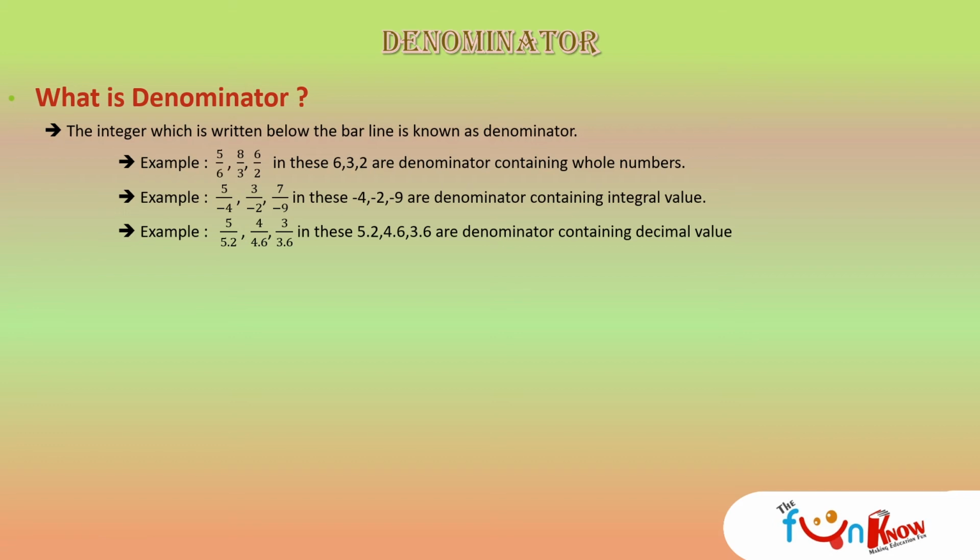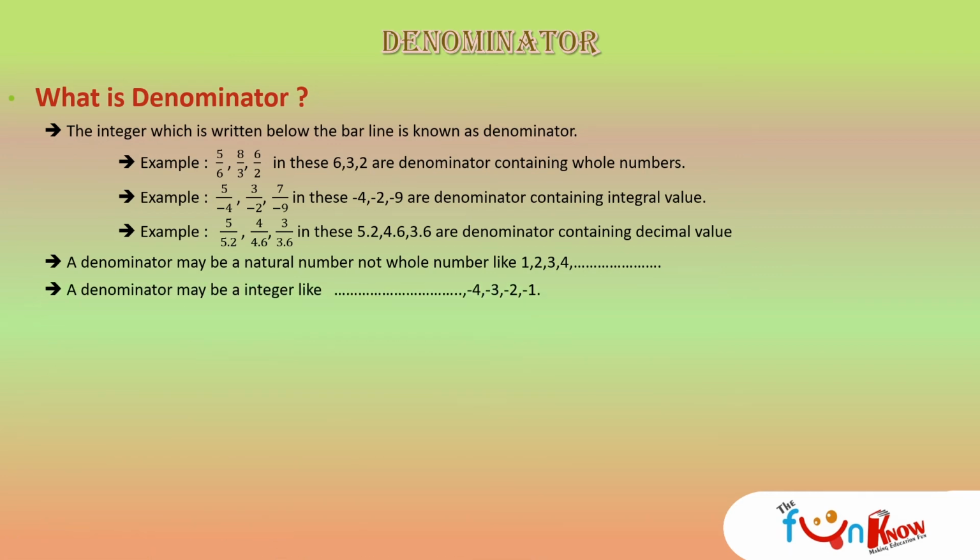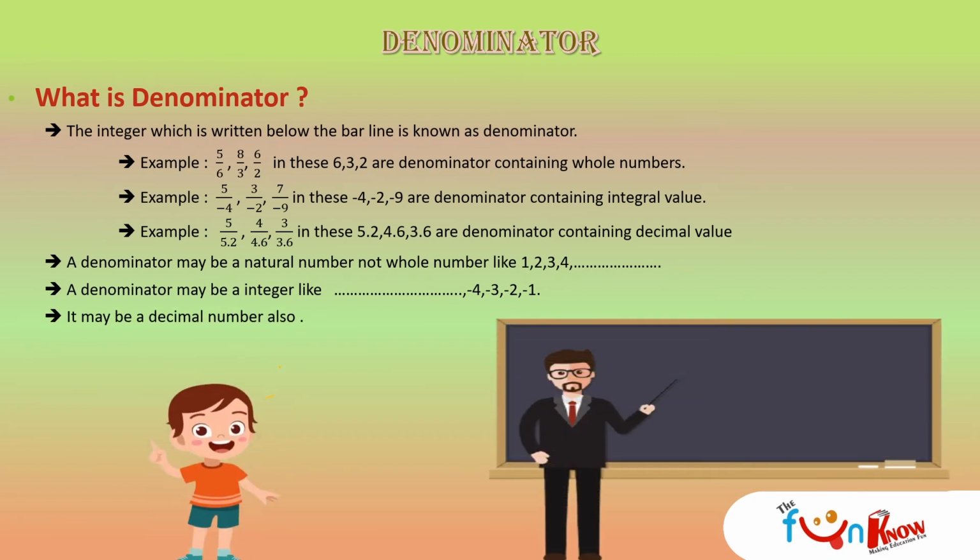So whenever I'm talking about the fraction, you just have to remember that in a fraction there will be two parts, numerators and denominators. Numerators will be the upper one, denominators will be the lower one. So yeah, here also you have to keep this in mind. It is not compulsory for the denominator to be a whole number. It can be 1, 2, 3, it can be minus 4, minus 3, minus 2. It can also be a decimal.